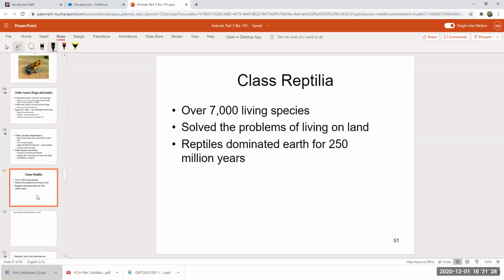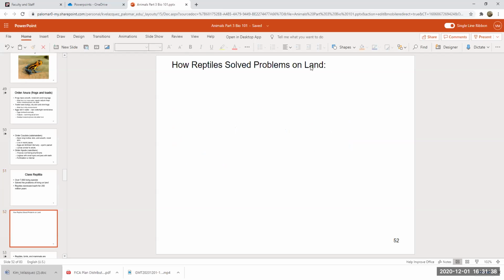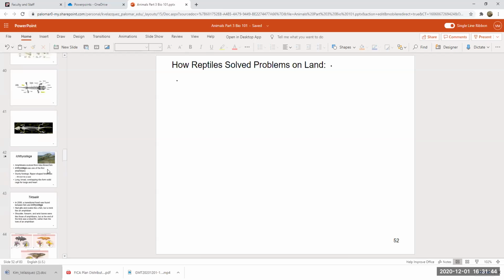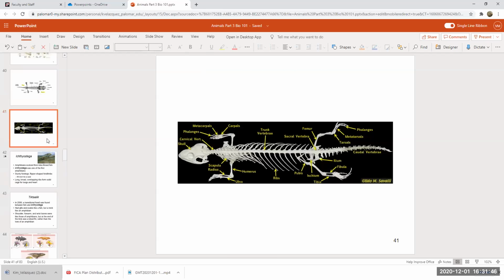So going back to our original list of problems on land, let's start with locomotion and support. Let's go to the vertebral column of the reptiles to show you how they did this. So now we're going to get even more differentiation of the vertebral column in the reptiles.